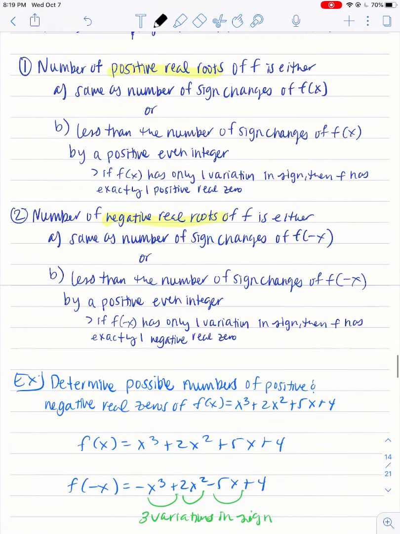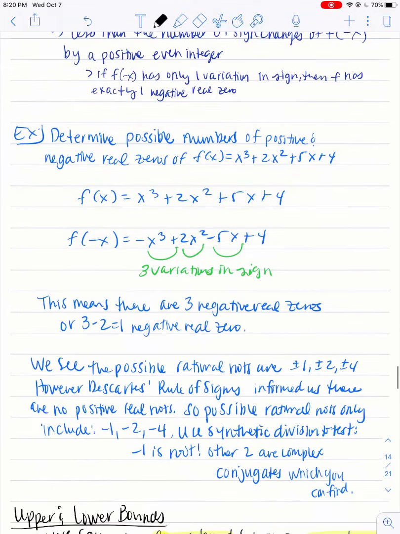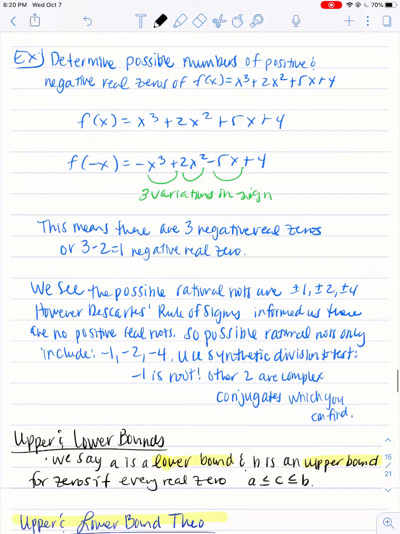So the number of negative real roots of f is either the same as the number of sign changes of f of negative x, or it's less than the number of sign changes of f of negative x by a positive even integer. And then if f of negative x has only one variation in sign, then there's only one negative real zero. So we're going to go ahead and use this rule.